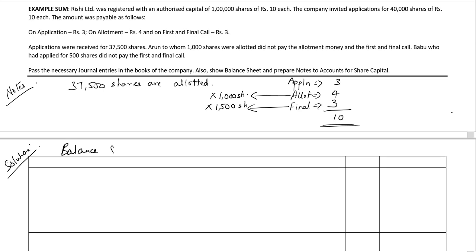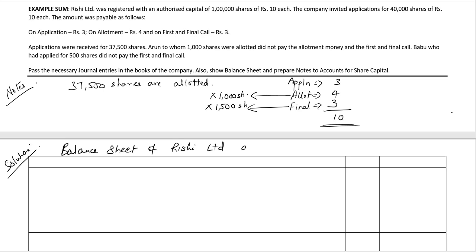Balance sheet of Rishi Limited as at 31st March, dash, we have particulars, note number and a rupee column. The first part of the balance sheet, equity and liabilities.